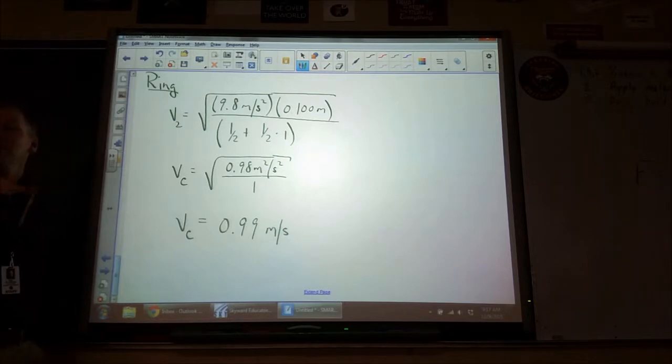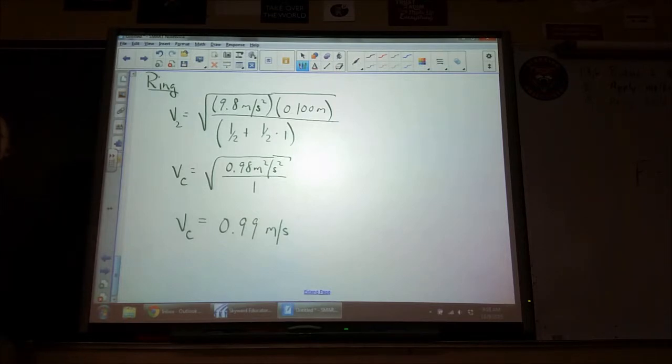So we would expect that ring to be going at about 1 meter per second at the end of the ramp, which is substantially less than the 1.4 meters per second you predicted. How come? Where did that extra energy go? It's going into the spinning. So it's going slower than it would have had it slid down without friction, because it's using some of that energy that it got from the potential energy to make it spin.